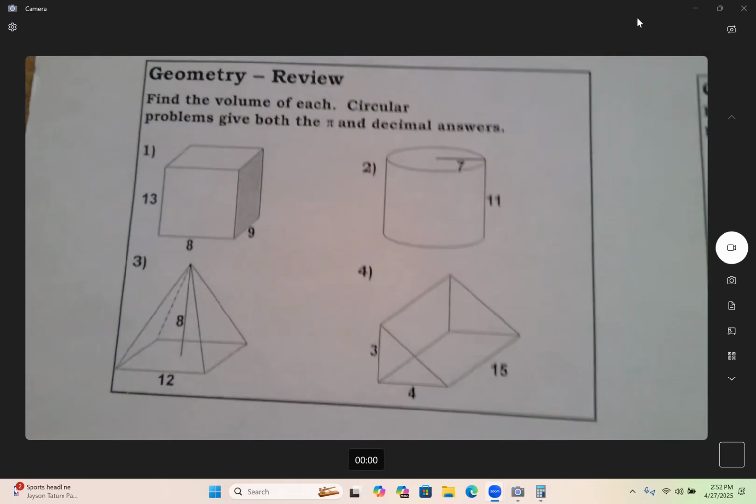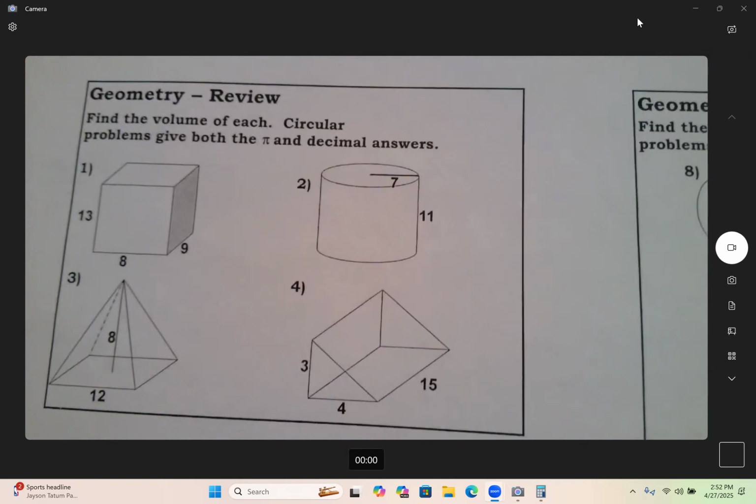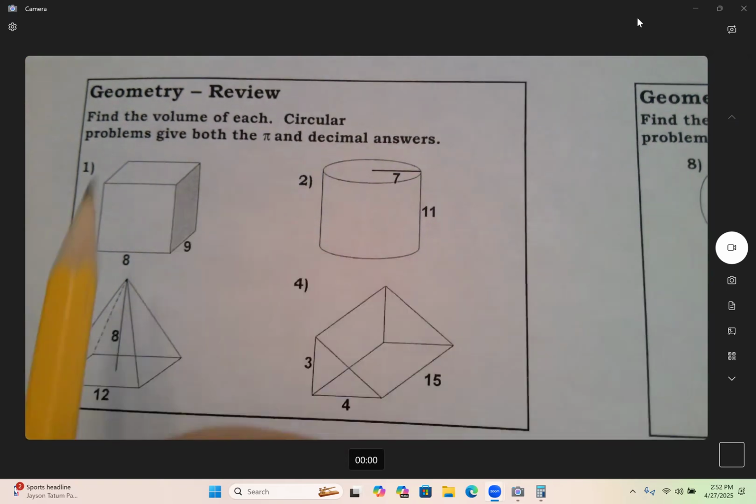All right, we're going to go ahead and start on the review for our test on volume and surface area. So looking at the first part, we're going to look at the part that's dealing with volume. Question number one asks us to find the volume of each figure. And then, let's take a look at number one.